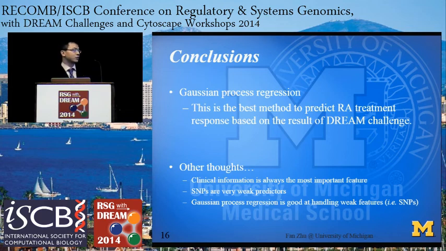Here are some other thoughts for you to think about. So clinical feature is always the strongest predictors, while the genetic features are usually much weaker ones. So we need to keep this in mind when we adjust the weight between the genetic features and the clinical features. And Gaussian process regression seems to be a good one handling the genetic, weak features such as the SNP features from genetic. Okay, that's all.